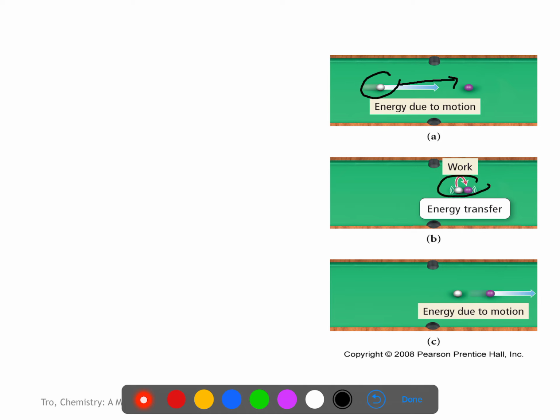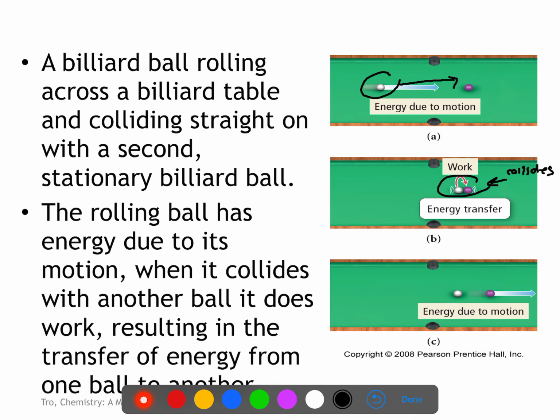The rolling ball has energy due to its motion, that is its kinetic energy. When it then collides here with another ball, it does work, resulting in the transfer of energy from one ball to another. The amount of energy it needed to move as it collides with the second object, that first ball then transferred its energy to the second, as the second one then starts to move with the same amount of motion.